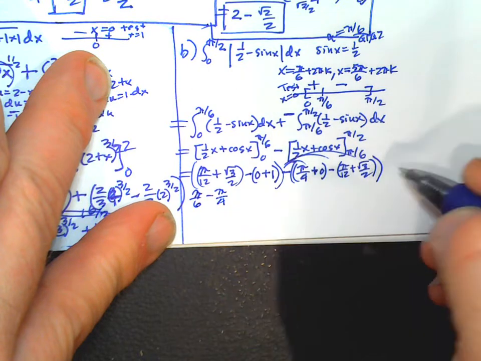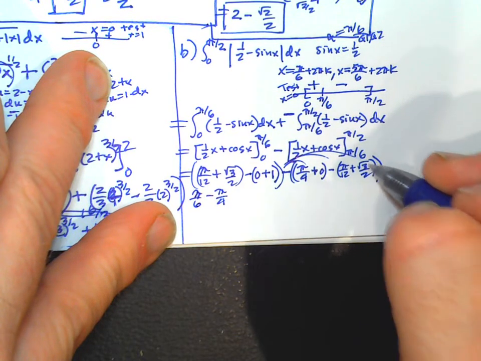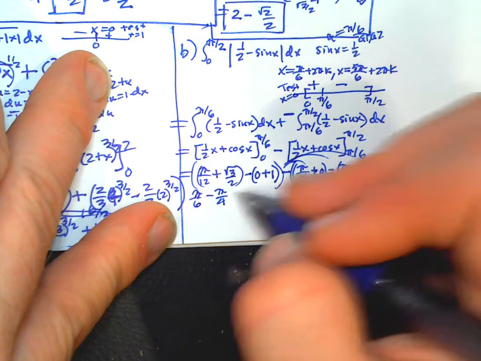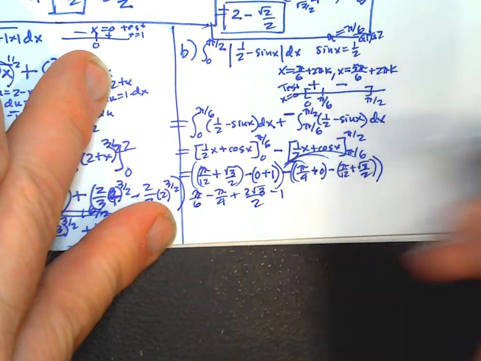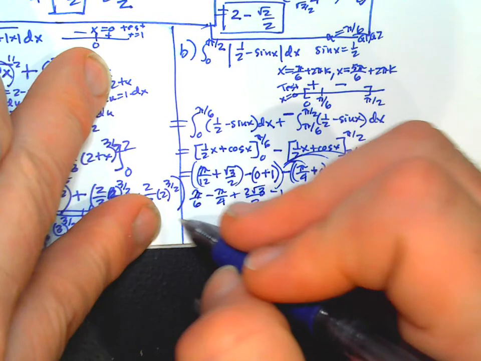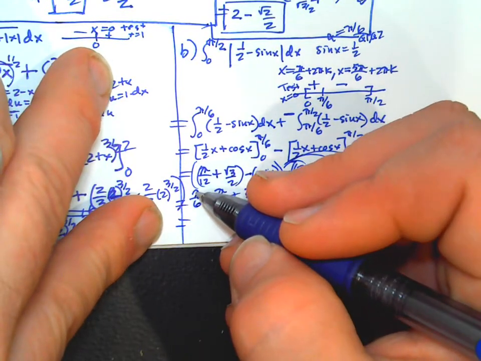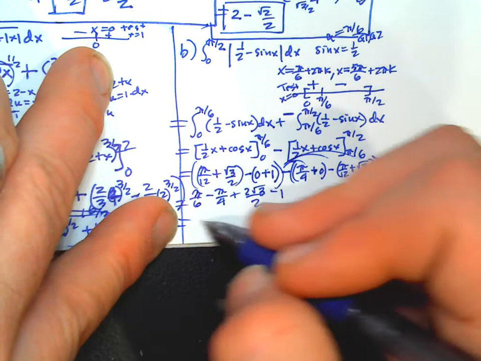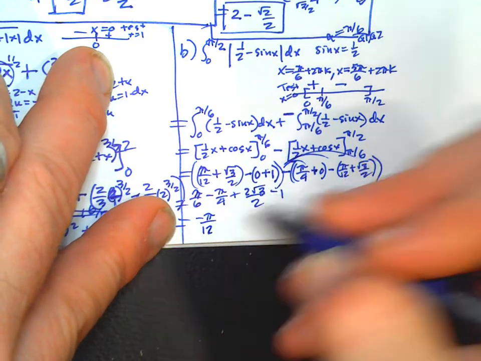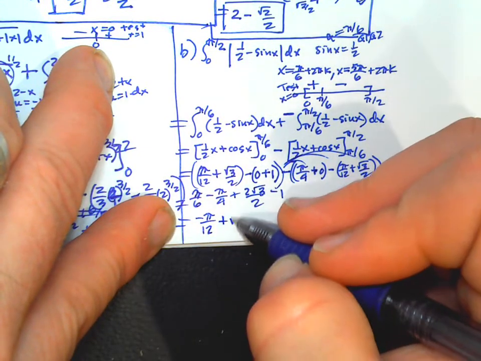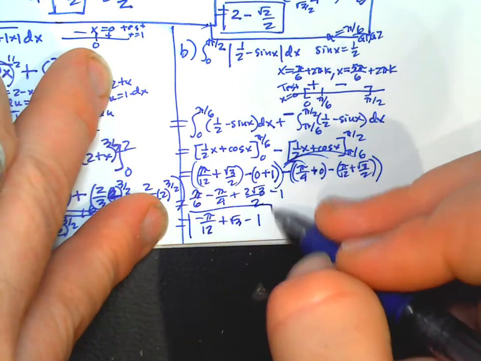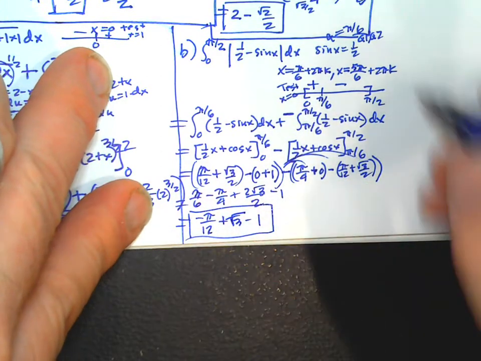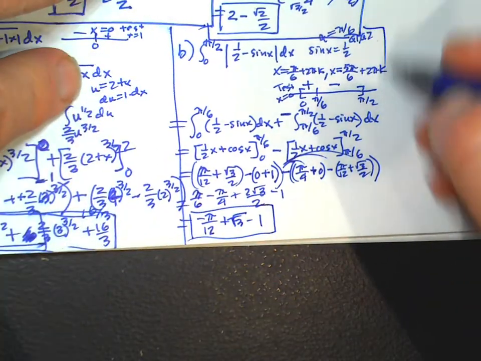We have root 3 over 2 and another positive root 3 over 2. So that's 2 root 3 over 2's. We have a minus 1 here. And I think we've taken care of everything. So this could be 2 pi over 12 minus 3 pi over 12. So it's negative pi over 12 plus root 3 minus 1. There you go. All right.